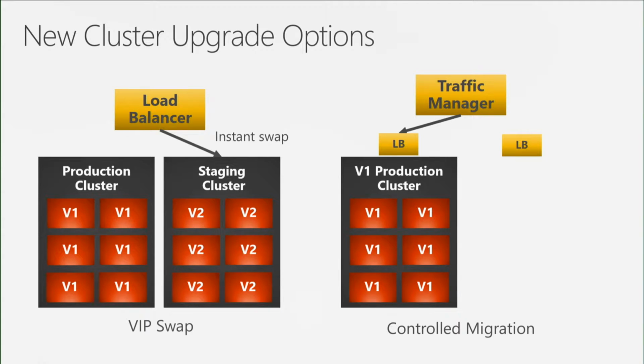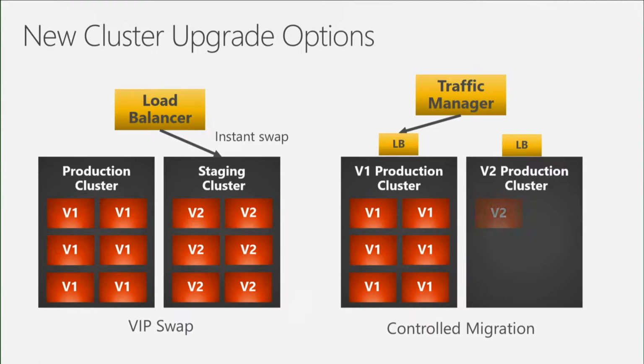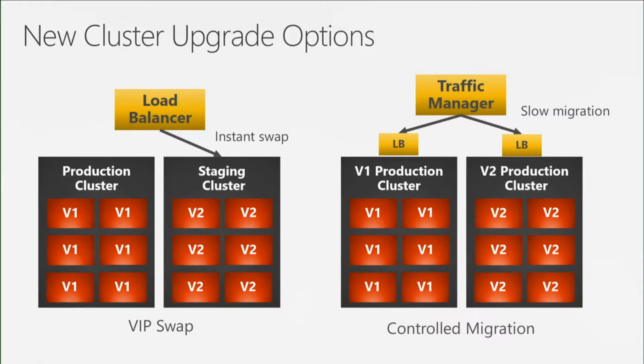I call this the controlled migration pattern, where we have our V1 production cluster that has all these V1 instances in it. And then there's that load balancer in front, just like we have the load balancer here. But then in Azure, we have this thing called the traffic manager. And the traffic manager is another service that can direct things to different load balancers. And so you can stand up a version 2 production cluster, put your version 2 instances in it, and then program the traffic manager to send, let's say, 90% of the traffic to the V1 cluster and 10% of the traffic to V2. And now you have a slow way of doing migration.